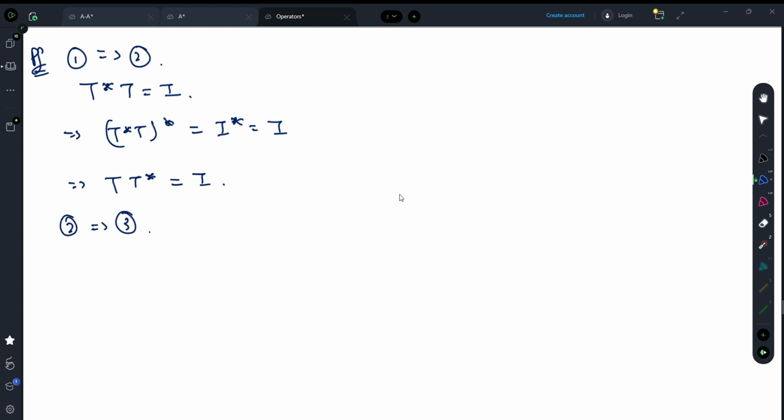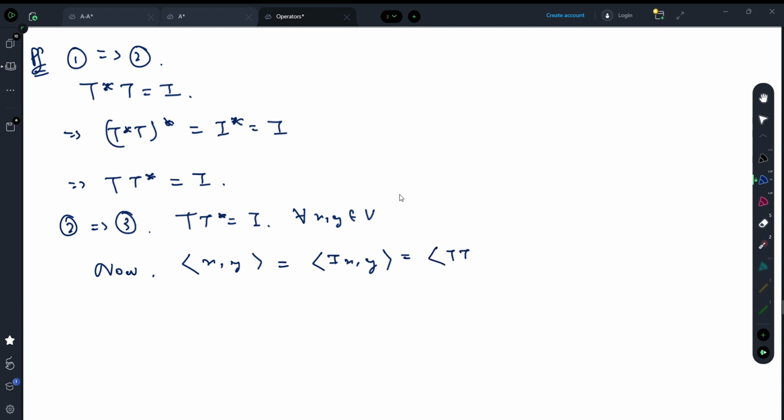How does 2 imply 3? We have T star T equals I. Now I can write the inner product of x, y for all x and y in V, where the inner product of x, y is the inner product of Ix with y, right? I is the identity operator, but I can write it as T star T x, y, right? So I can write this as the inner product of Tx with Ty.